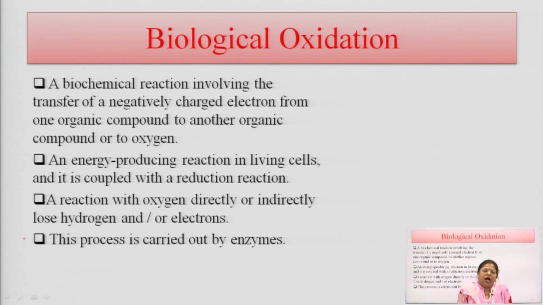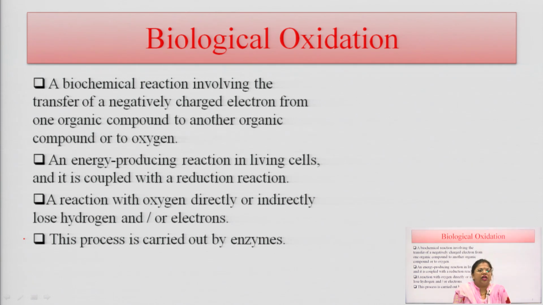These electrons are used in biological oxidation for the formation of carbon dioxide, water and high energy compounds like ATP and NADPH, because a high amount of energy is produced during the metabolism of carbohydrate compounds. So, in this biochemical reaction, there is a transfer of negatively charged electrons from an organic compound to another compound or oxygen.